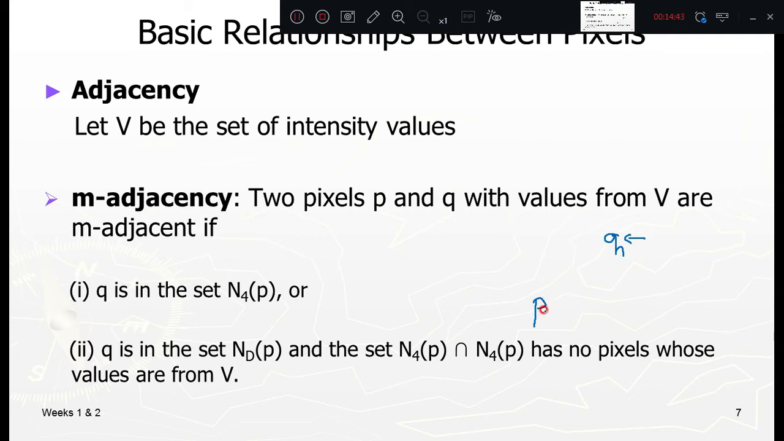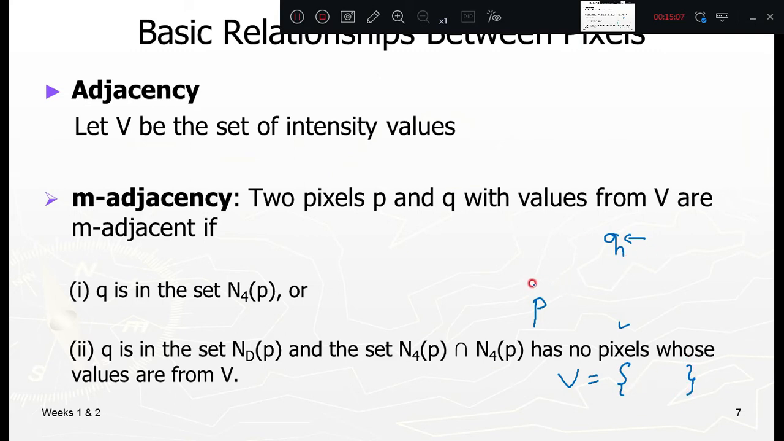the set n4 of P intersection n4 of Q has no pixels whose values are from V. I think this is very confusing wording for you. Let us make a clear picture for you. Now when I consider this is V, it has some values, there will be values given.